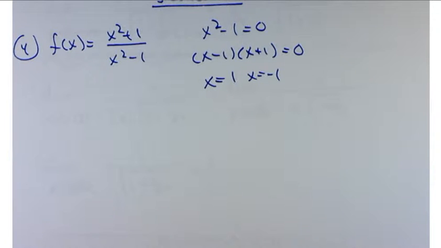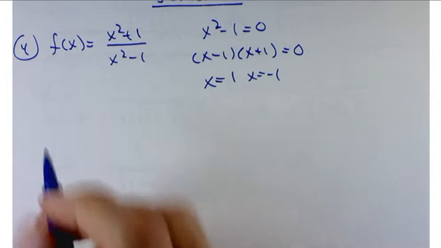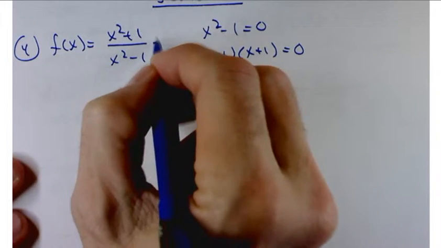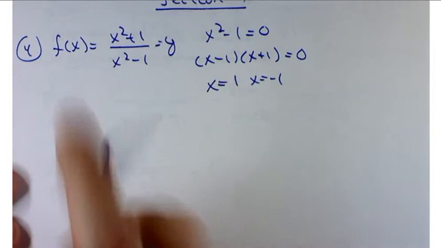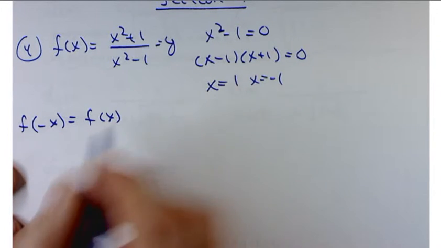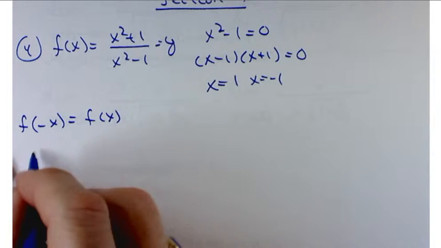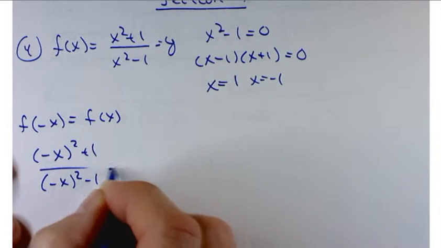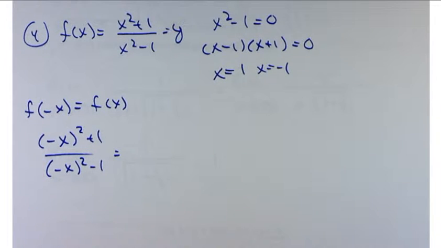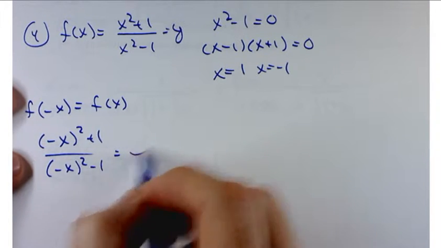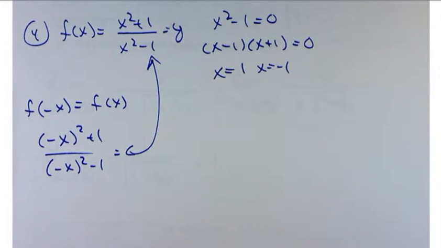One of the things you may or may not notice, depends on you. Now I wrote this as f of x equals this. In the book they wrote it as y equals this. But this is more convenient. You might notice that f of negative x equals f of x, that is if I put in a negative here, negative x squared plus 1 over negative x squared minus 1. If I put in those negatives like that, well, squaring negative x and squaring x are the same thing. So that tells me it's an even function.